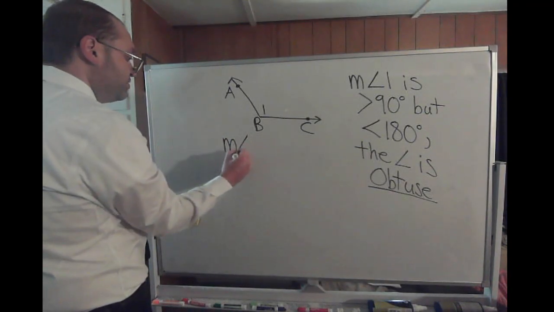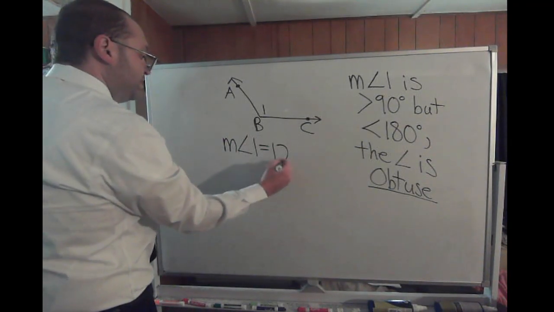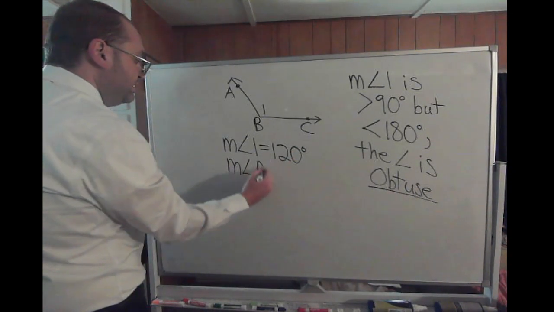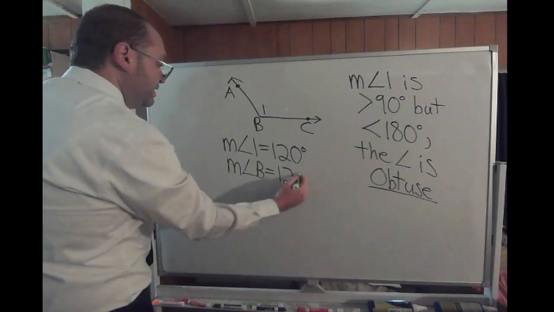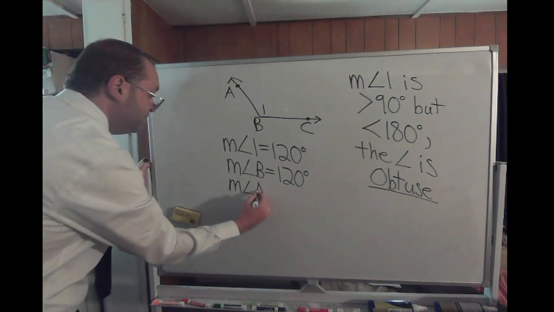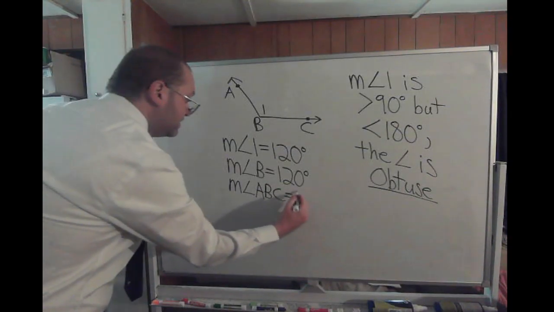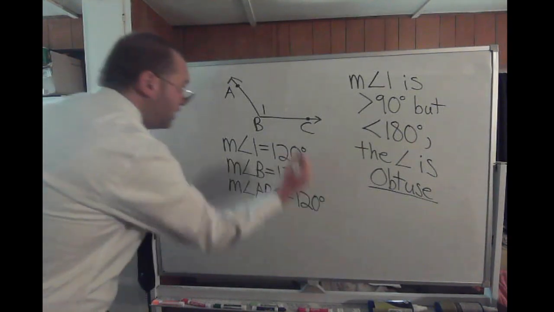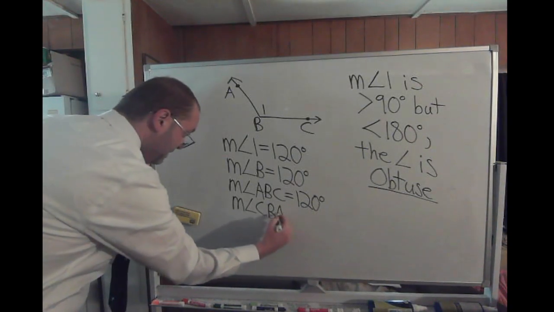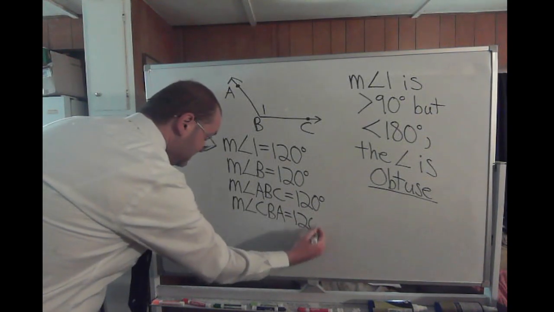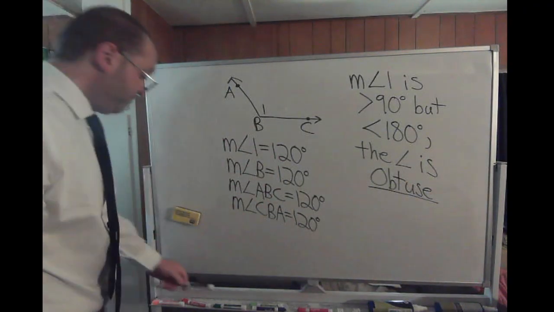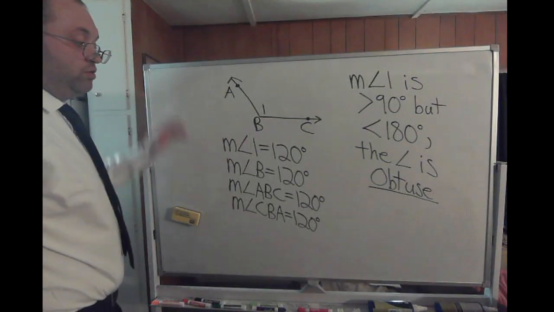We could say the measure of angle 1 equals 120 degrees. You could also say the measure of angle B equals 120 degrees. I could say the measure of angle ABC equals 120 degrees. Or I could say the measure of angle CBA equals 120 degrees. All four of these name the exact same angle. So that's an obtuse angle and what one looks like.